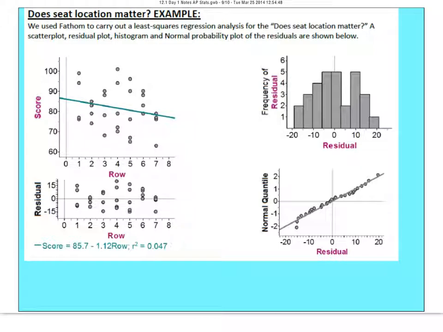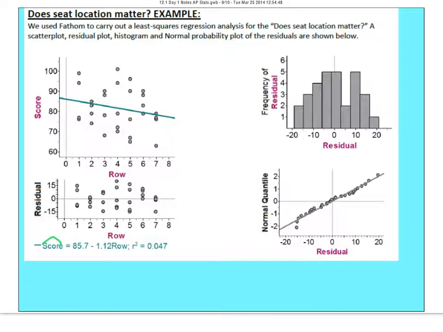Here's some more information about the row that I sat in for my test and my test score. We already saw the scatter plot. We saw the least squares regression line, which again shows up right down here. Now they have some additional information for us. They did a residual plot of all of the individuals. We also see a histogram of the actual frequency of the various residuals. So they looked at the residuals and then plotted the frequency of that so we can look for the shape. Here's also a plot of the residuals in a normal probability plot.